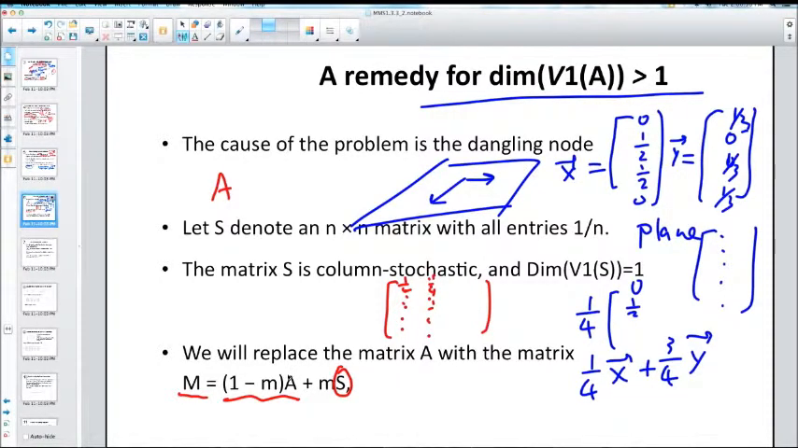The little m is our choice. If you choose m equals 0, what you get is the A, right? Nothing else. If you let m equal 1, there's no A left. There's all S. So the S is simple. If I have 4 pages, so 1/4, 1/4, 1/4 everywhere. And you see it's a stochastic matrix and evenly distributed. It depends on how you choose the m.